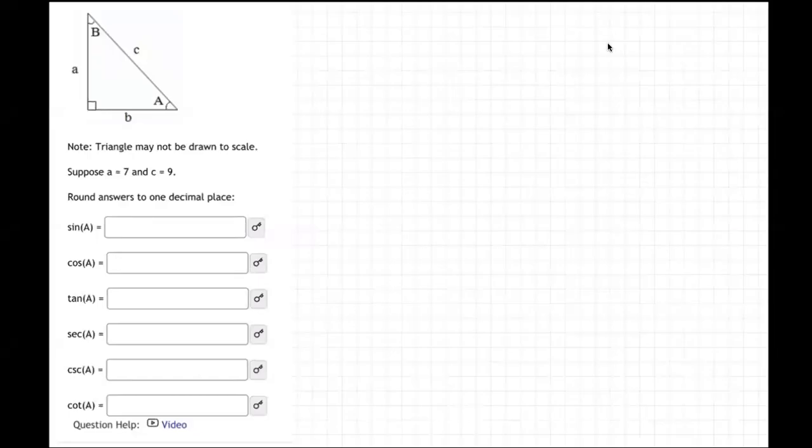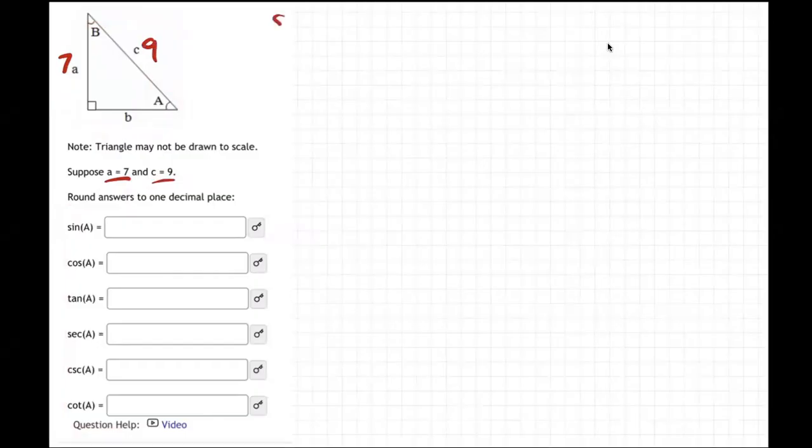Okay, on this question, they're giving us a triangle and they're saying little a is 7, little c is 9. Find all the trig functions for angle A. Little a is 7, so I'm going to put 7 by the little a. Little c is 9. I'll put a 9 right there by the little c.